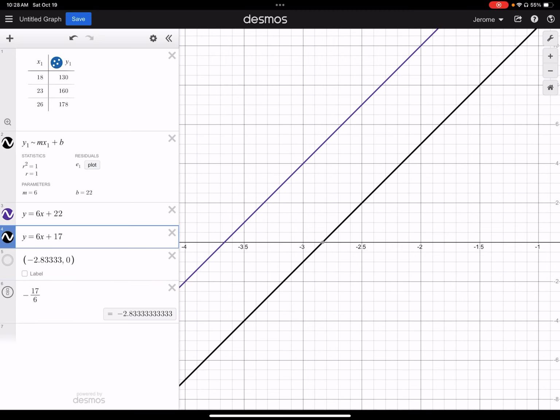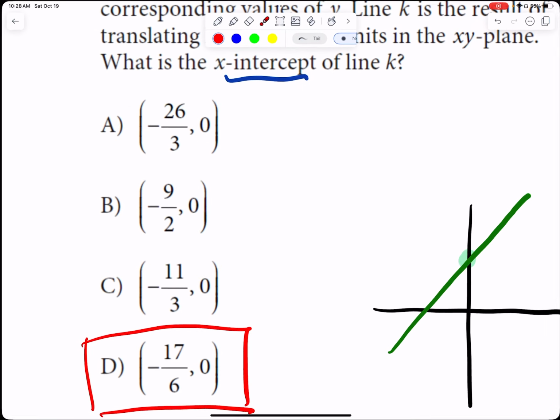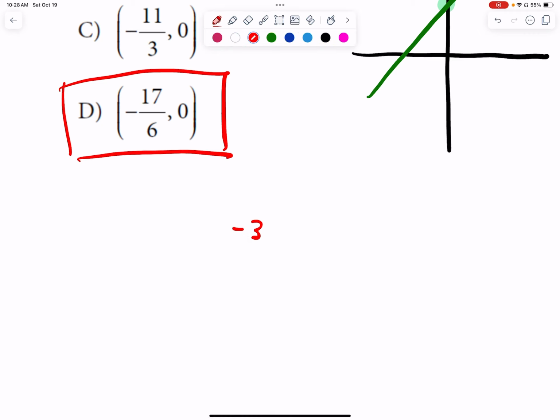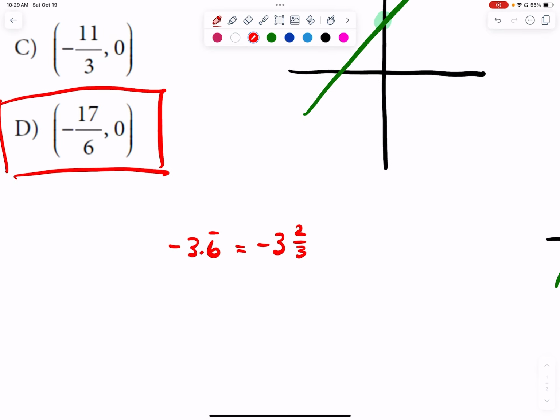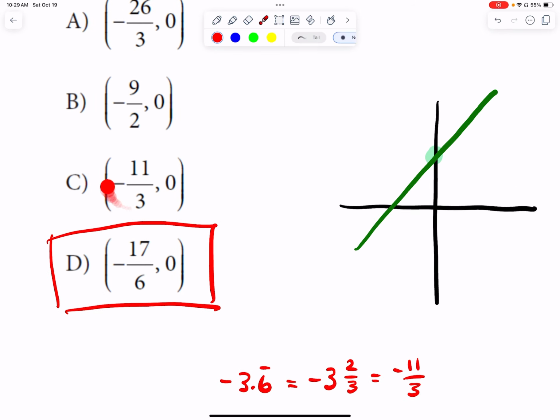Okay. So if we go back up here to, I believe it's our purple line, which was the original, its x-intercept was a negative 3.666666. So let me just write this one down here. A negative 3.6 repeating is the same thing as a negative 3 and 2/3. And if I convert this into an improper fraction, which is what all of these things are, the 3 times 3 is 9, and 9 plus 2 gives me a negative 11/3. Negative 11/3 is answer choice C, which was our second most popular answer choice. So essentially the original line's x-intercept.